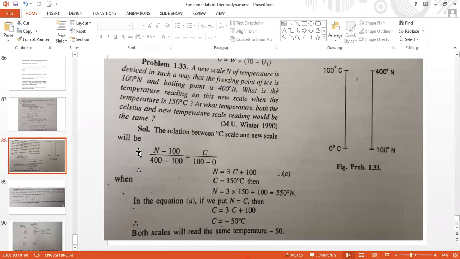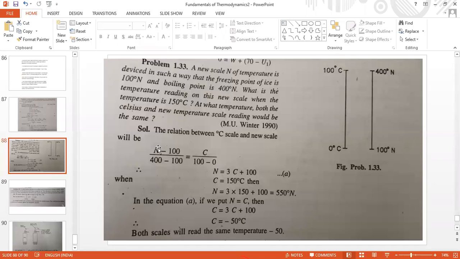Did you understand this formula? How is this formula arrived at? Okay, I repeat. For a difference of 100 minus 0, the new scale reading difference is 400 minus 100. That is what is written here.